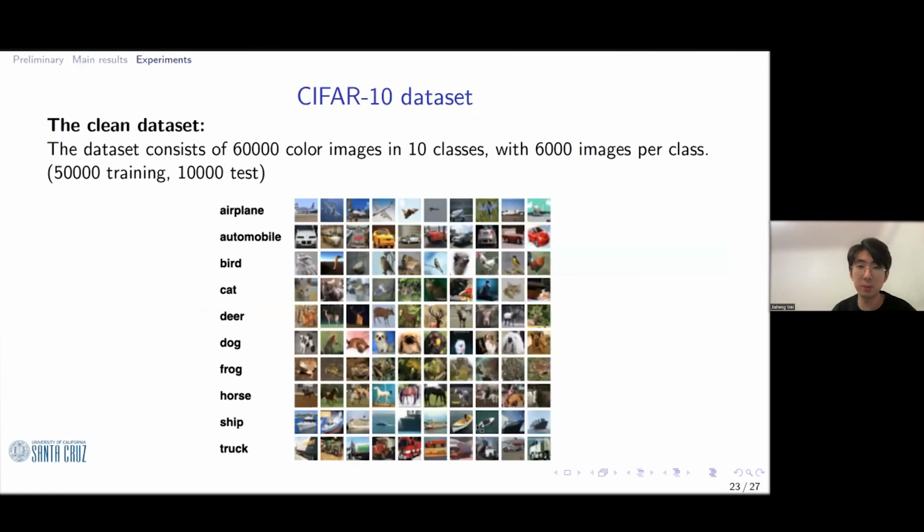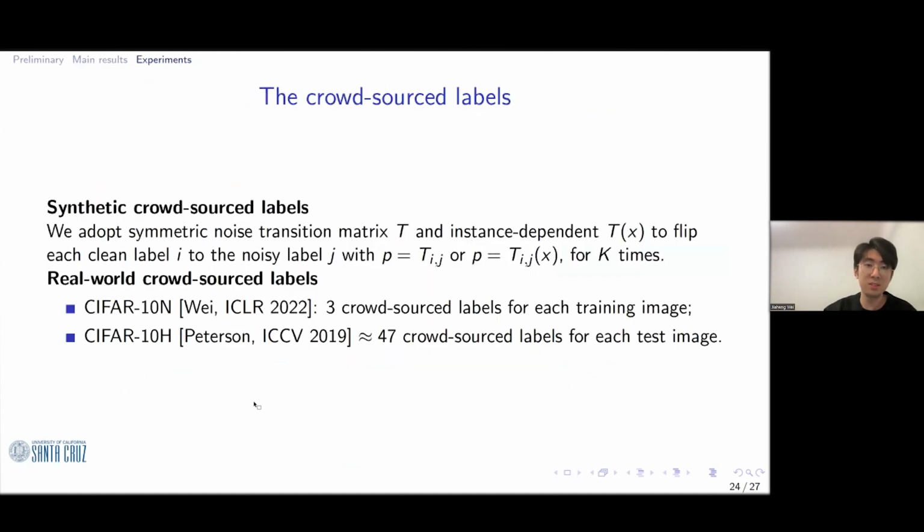We take CIFAR-10 for example, where it has around 50K training images and 10K test images, and each image belongs to one of 10 classes. And we have two kinds of crowd-sourced label settings. One is synthetic ones, where we use some transition matrices to simulate the crowd-sourced labels. The other is the real-world settings, where we have two crowd-sourced label data sets. One has a very insufficient number of labelers, which is 3. The other has a sufficient number of labelers, which is 47.